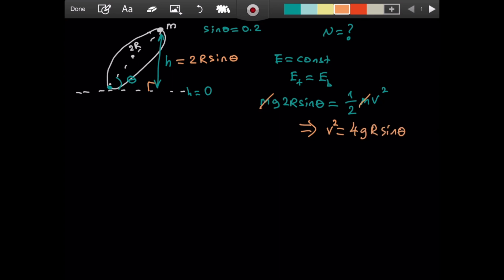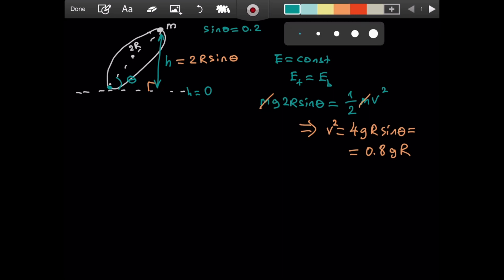And we are told what sine theta is. It is 0.2. So let's just substitute it. We're going to have 0.8 gr. And I'm not substituting for g. We want our answer to be in terms of g. And for r, well, we don't know the radius value. So that's it for the energy calculation.